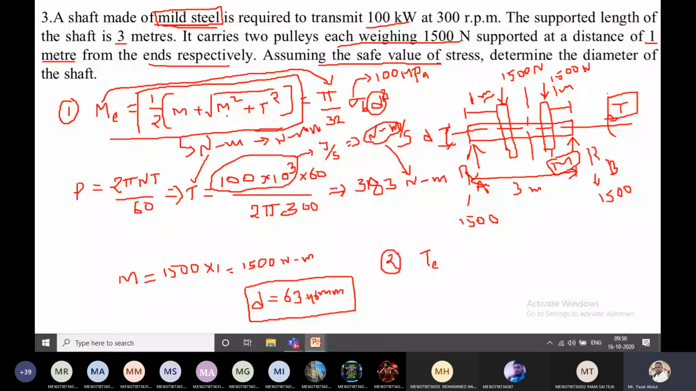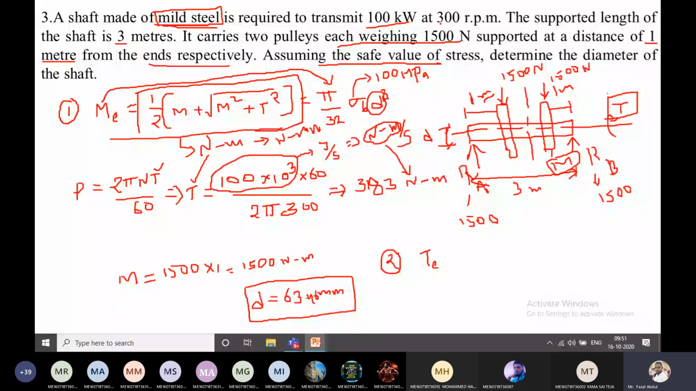So T value we can calculate from the power equation, P is equal to 2 pi NT by 60. This T value we can get from this relation. So that is T equal to P into 60 by 2 pi N. P is given here 100 kilowatts. That kilo I am converting directly into watts, it means multiplying with 10 cube, into 60 by 2 pi N. N speed is given 300 rpm. After substituting all the values, you will get 3183 Newton meter.